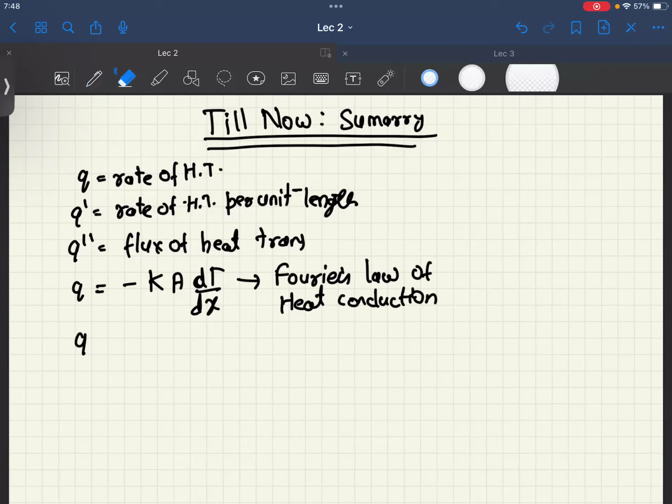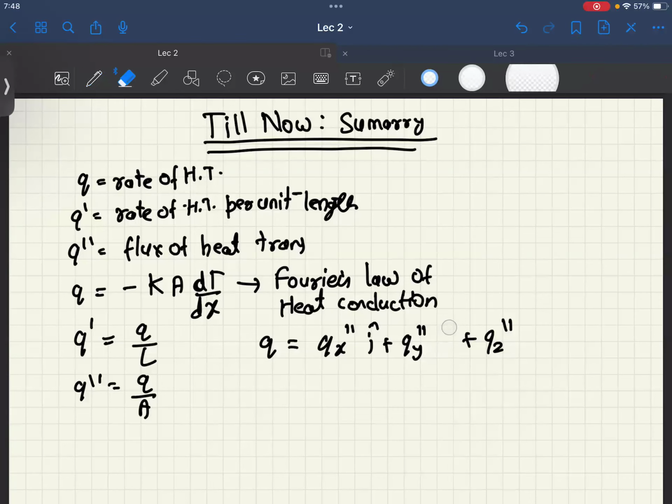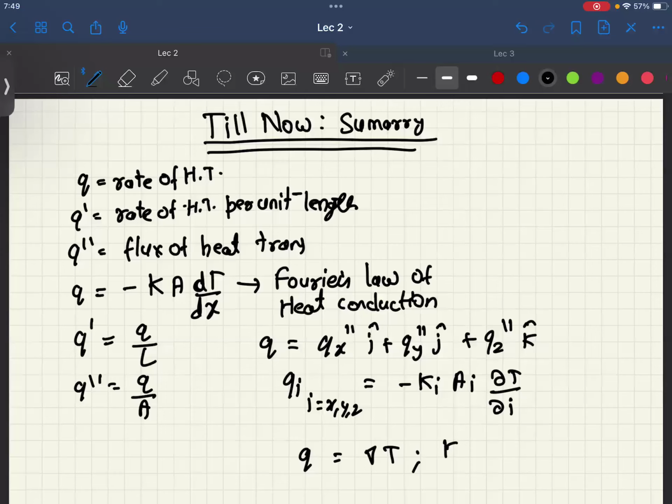ठीक है? Then rate Q is nothing but Q by L, and flux is nothing but Q by A. Okay, and then Q is nothing but Qx prime i cap, Qy double prime j cap, Qz double prime k cap, where Qi, where i is equal to x, y, z is nothing but minus Ki Ai into dou T by dou i. ठीक है, इन वेक्टर नोटेशन हम इसको बोल सकते हैं del T. ठीक है, and then we also studied thermal conductivity and thermal diffusivity, which is nothing but K by rho Cp. इसका यूनिट है मीटर स्क्वायर पर सेकेंड.